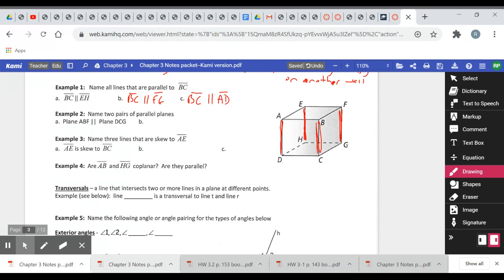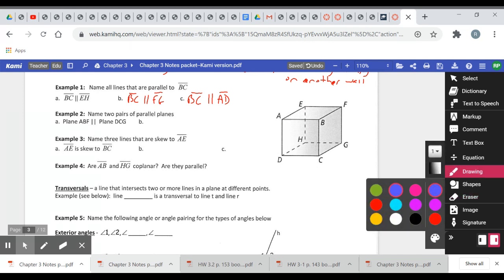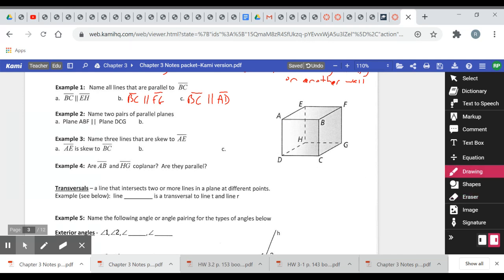I'm putting the segment symbols on top. Okay, example 2 is asking us to name some lines that are skew to AE. So remember, if we're looking at skew, we're looking for lines that do not intersect each other, but they're not parallel to each other. So they're basically not in the same plane and they're not facing the same direction.